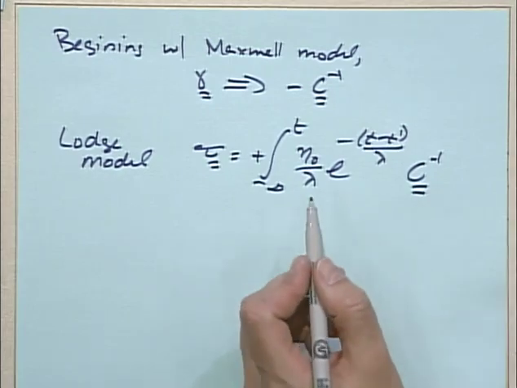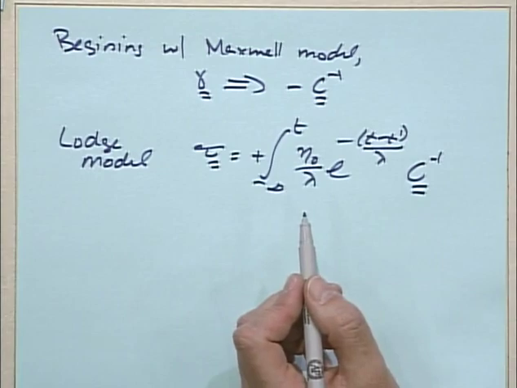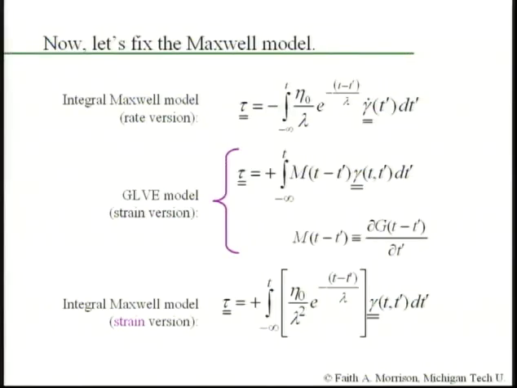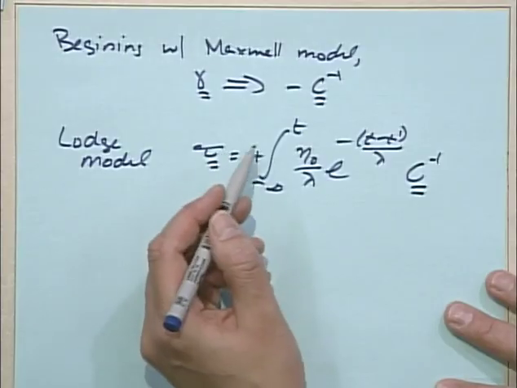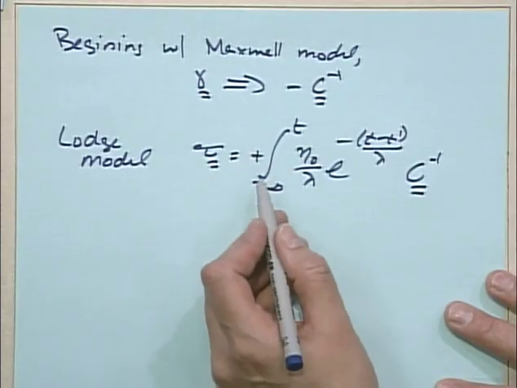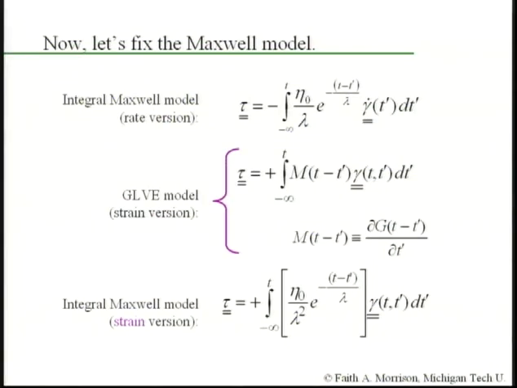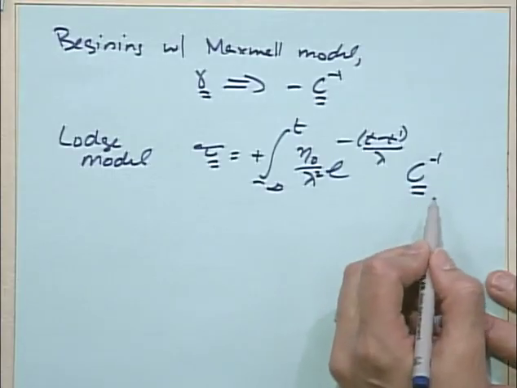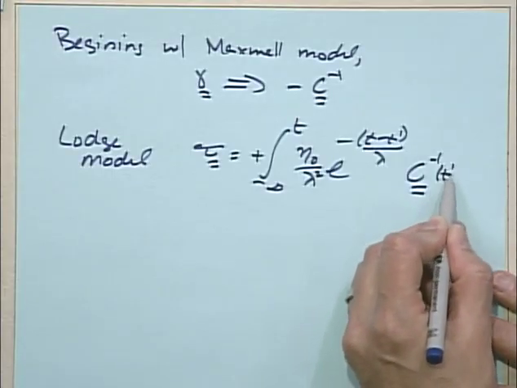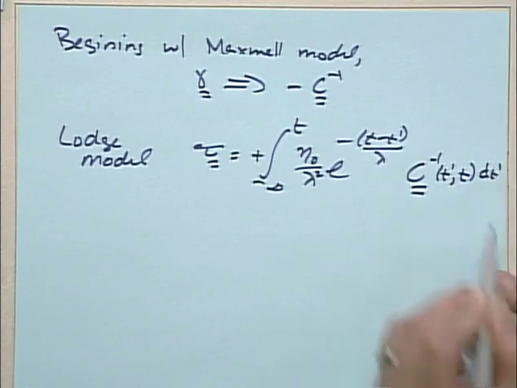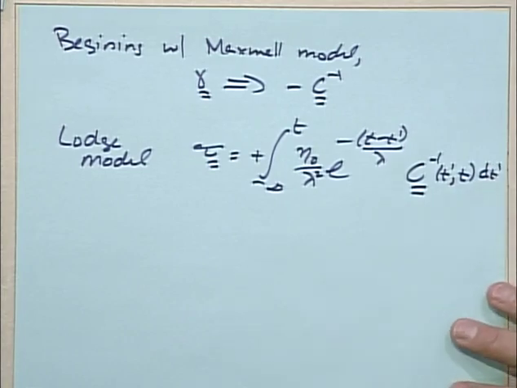Actually, I'm writing the wrong thing here. I need to write the strain version. So let me start over here. This one for the strain version is plus the integral from minus infinity to t, eta naught over lambda squared, e to the minus (t minus t prime), and then the Finger tensor. Okay, not too far off.